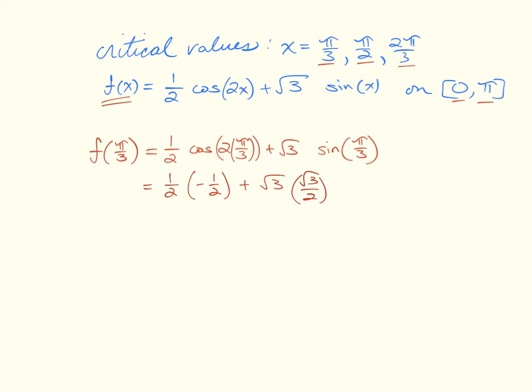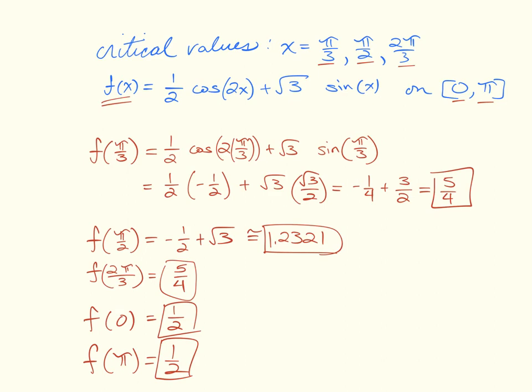So when you multiply these first two together, you will get negative 1/4. And when you multiply these second two together, you will get square root of 3 times square root of 3, which is just 3 over 2. So that is plus 3/2. And when you subtract these, you will get 5/4. And if you do this all the way down for the other critical values and endpoints, you will get something that looks like this.